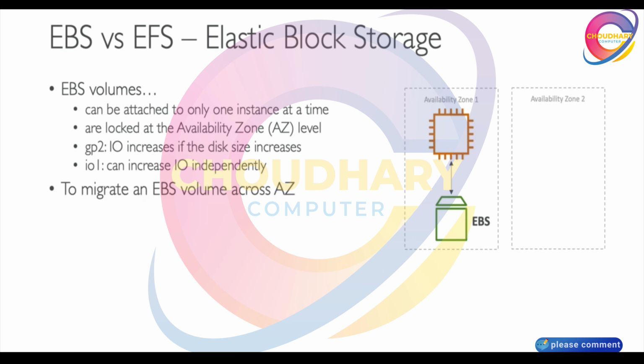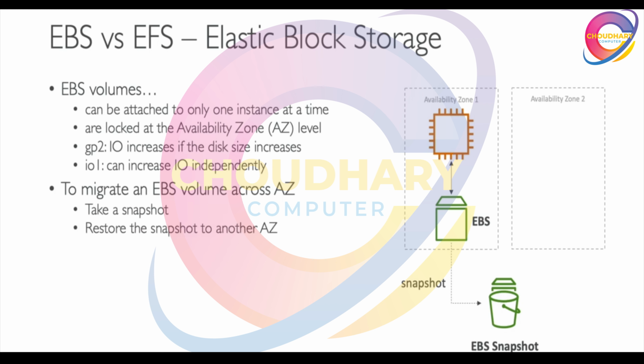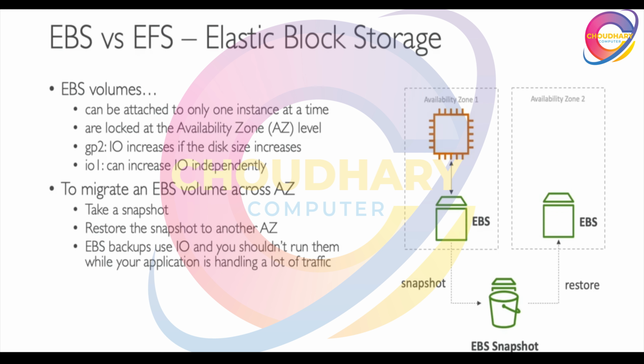If you want to migrate an EBS volume across a different availability zone, then you first need to take a snapshot, and then once you have the snapshot, you're going to restore the snapshot into another AZ, and that will create a new EBS volume in that AZ. And while you do this, EBS snapshots and backups will use a lot of I/O on your EBS volumes, so they should be run only when your instance is not actively using your EBS volumes, otherwise you may get performance issues.